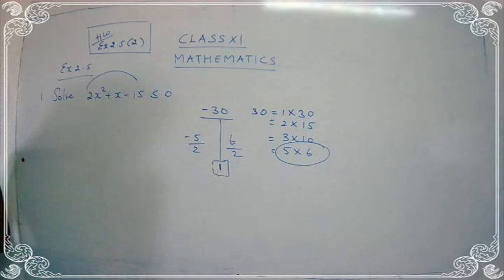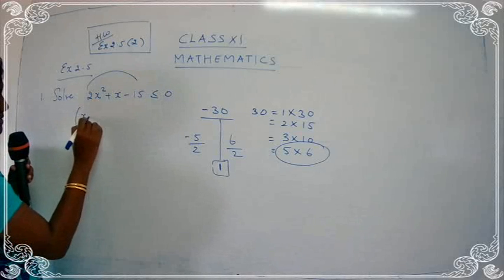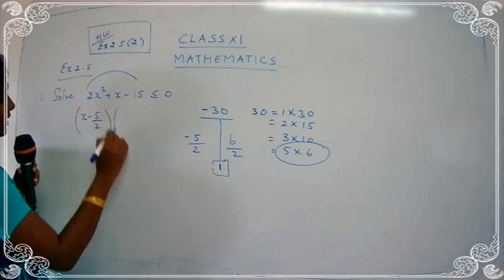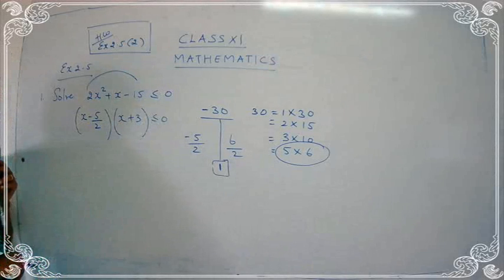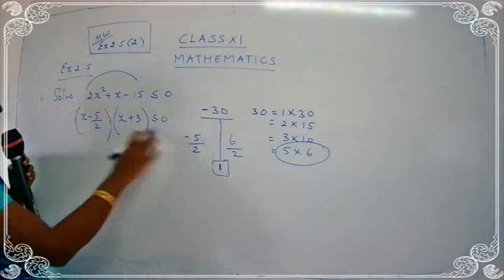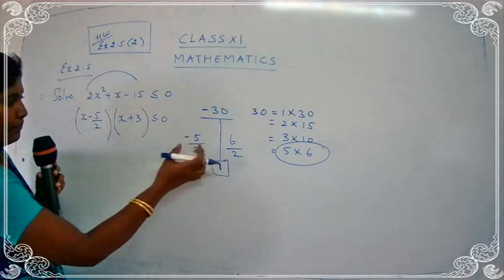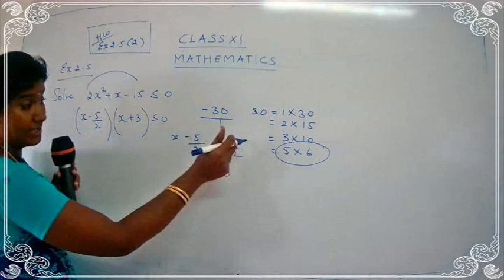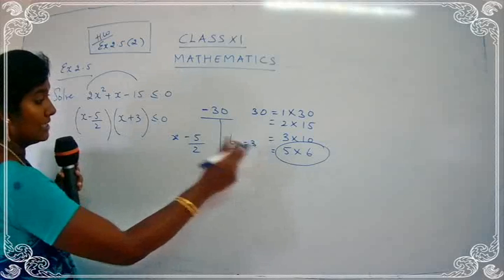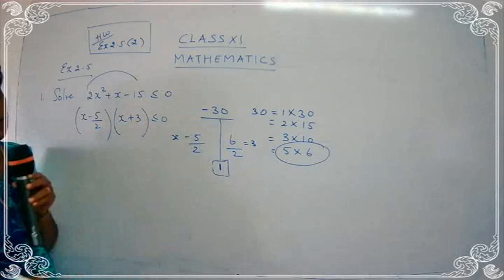So this is, the variable used is x. I'll write here x minus 5 by 2, x plus 3 less than or equal to 0. Are you clear, children? X minus 5 by 2, x plus 3 is less than or equal to 0. I'm just inserting here x, and this is plus 3 is 6 upon 2, I get 3. So that is x plus 3. So x minus 5 by 2, x plus 3 is less than or equal to 0.